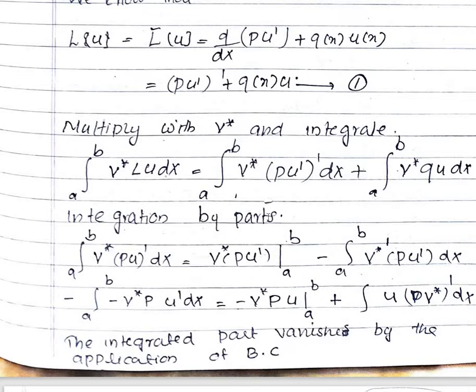When we take the second term and apply the same principle of integration by parts, that is, minus the integral from a to b of v star dash p u dash dx, it is given by minus v star, taking v star as the first function here.